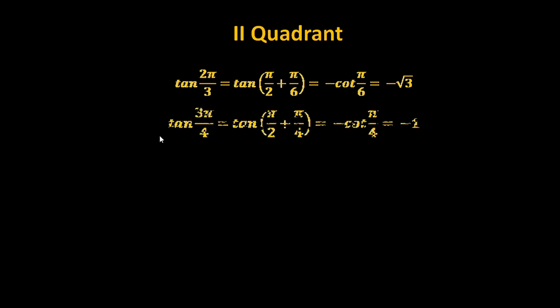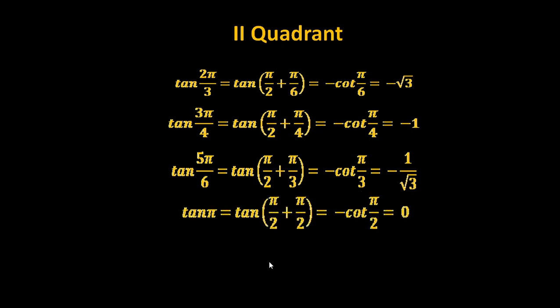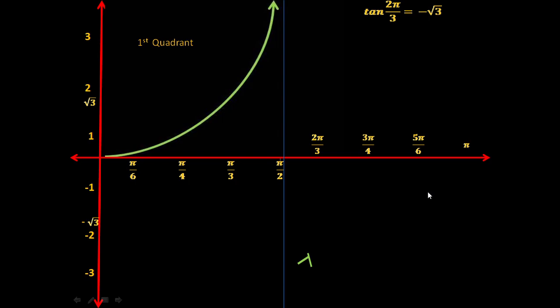Now let us proceed. So tan of 3 pi by 4, basically tan of pi by 2 plus pi by 4, becomes minus cot pi by 4, and the value is minus 1. Similarly, tan of 5 pi by 6 becomes tan of pi by 2 plus pi by 3, that is minus cot pi by 3, and the value is minus 1 by root 3. And tan pi becomes tan of pi by 2 plus pi by 2 and ultimately minus cot pi by 2, and the value is 0.